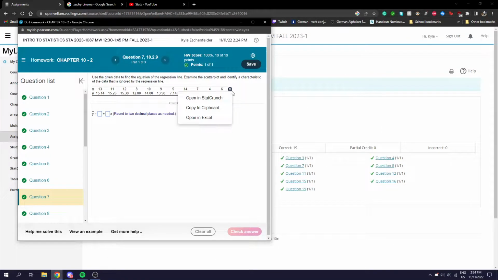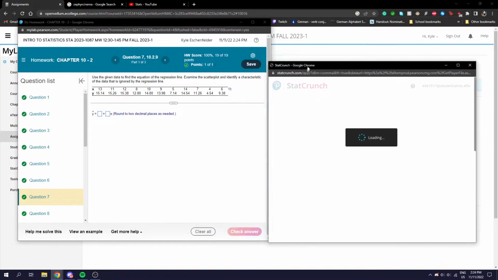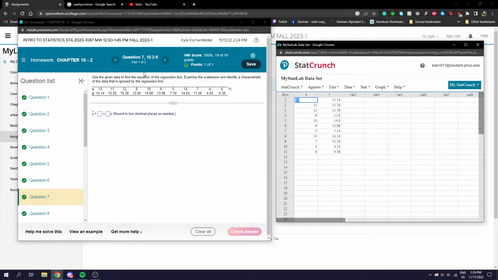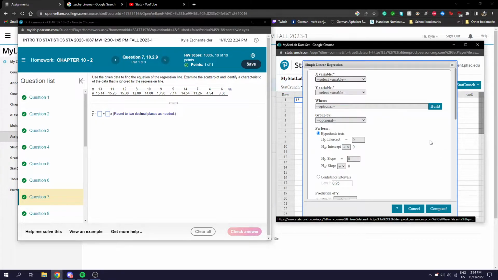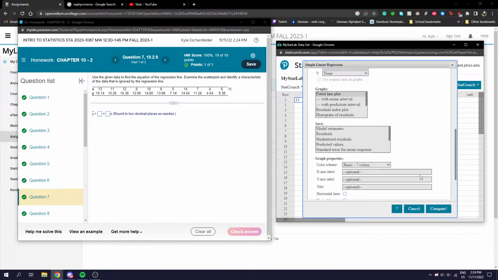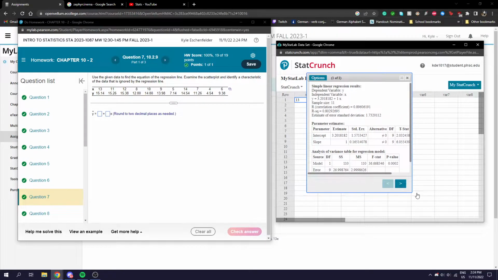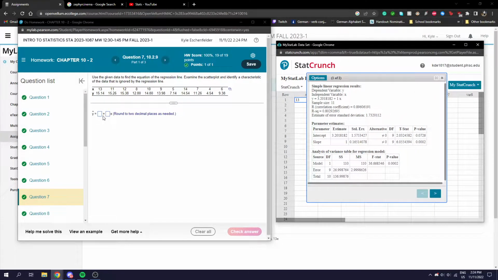So just get your data in StatCrunch. I think it's a little bit different in 10-1, but in 10-2, you use regression, simple linear. It's really easy. You just do the x and y variable. You don't have to do anything else. Compute. And then your equation is literally just this, right there.